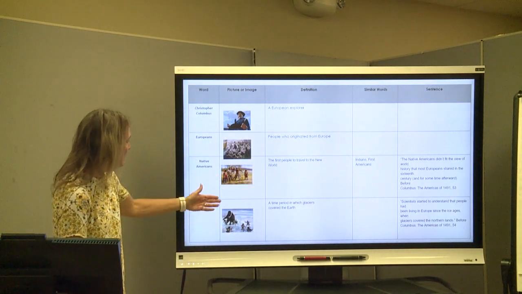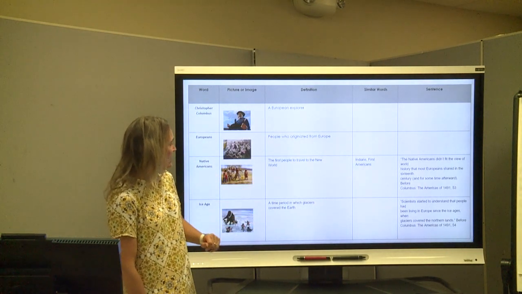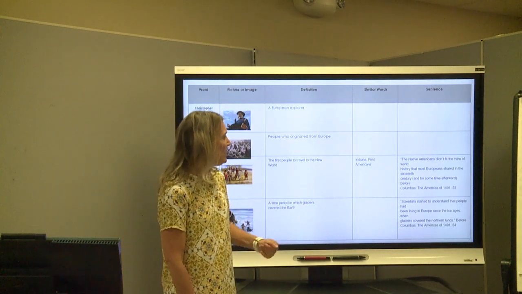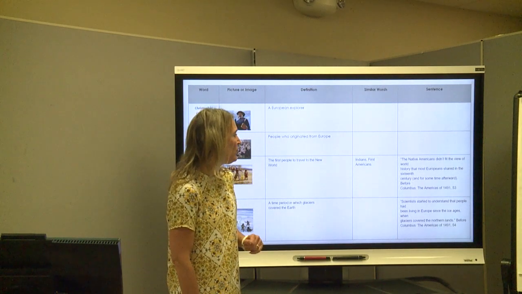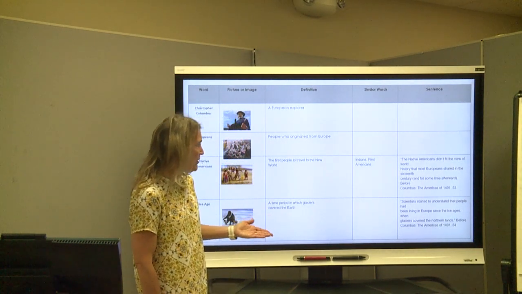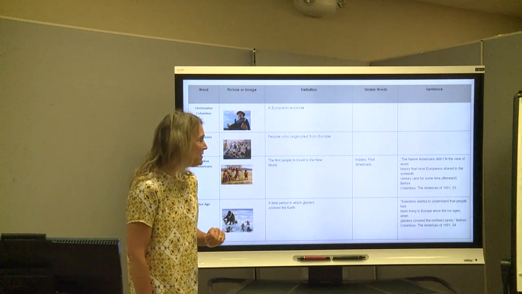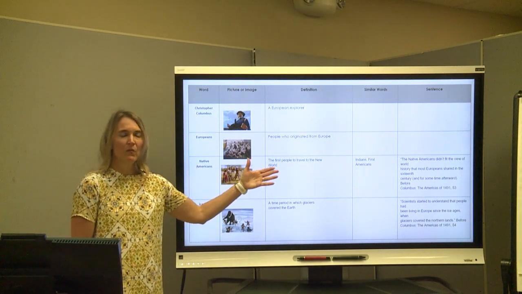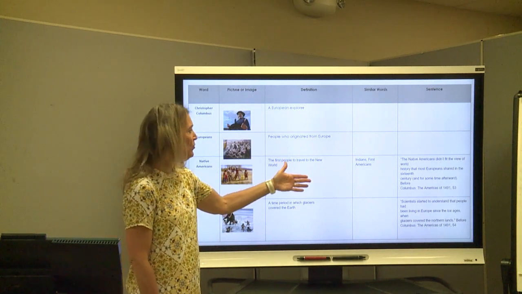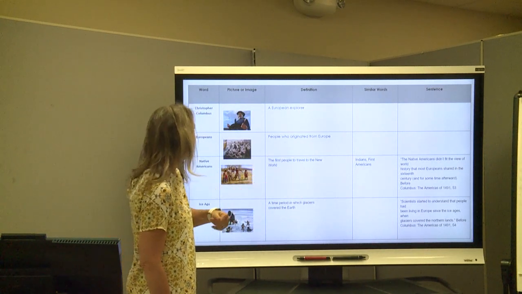Ice Age, image here, time when the glaciers covered the earth. Scientists started to understand that people had been living in Europe since the Ice Ages when glaciers covered the northern lands. That also is taken from Before Columbus, the Americas, 1491, page 54. When we give a sentence, we want to make sure we give credit to whom it is written for.